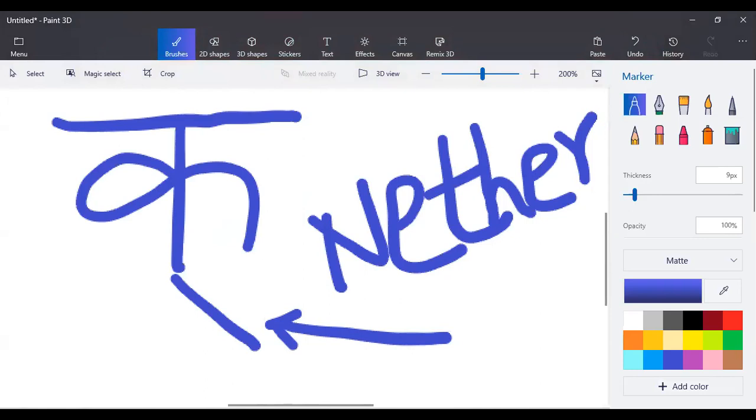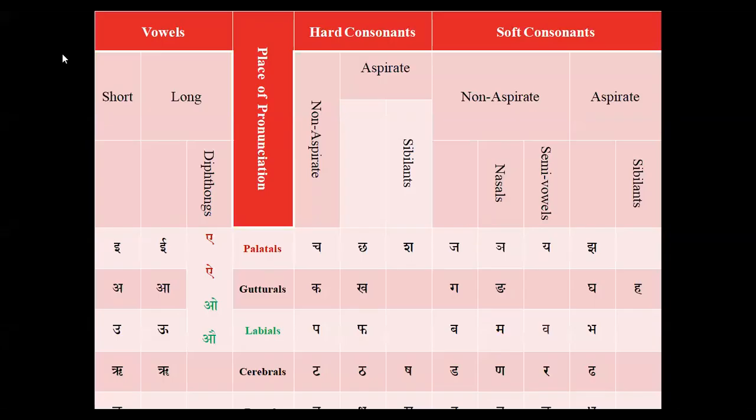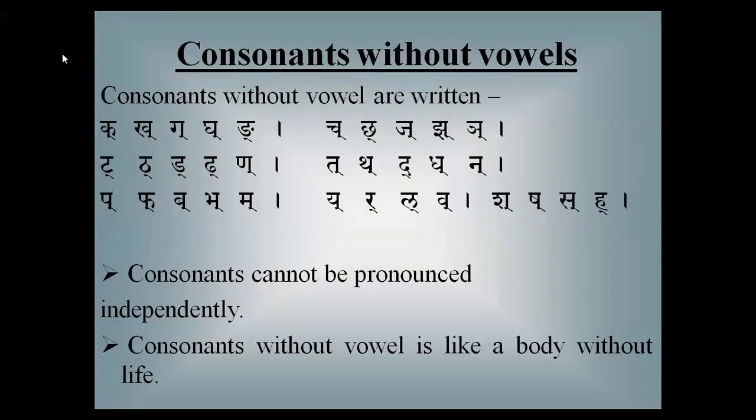I'll show you now. You will see. So you can see on the screen. All these are examples only. The consonants without vowel, how they are written. This is how it is written. And these consonants cannot be pronounced.